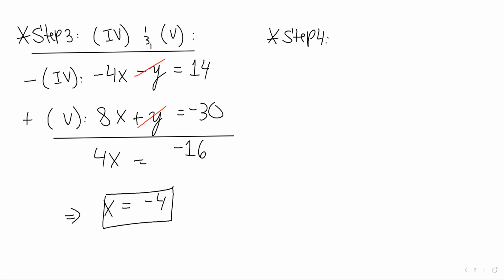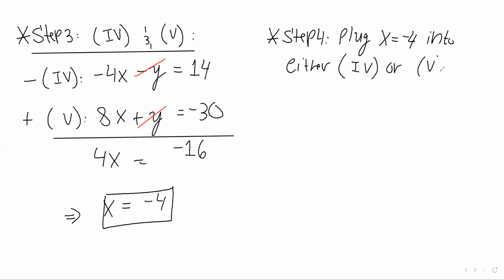Step 4, we must plug the first number we find always into equation 4 or 5. Why is this? Well, remember 1, 2, and 3 contain z. So we would still have two unknowns. We don't know y, we don't know z. But if we plug it into 4 or 5, well, those only have x and y.